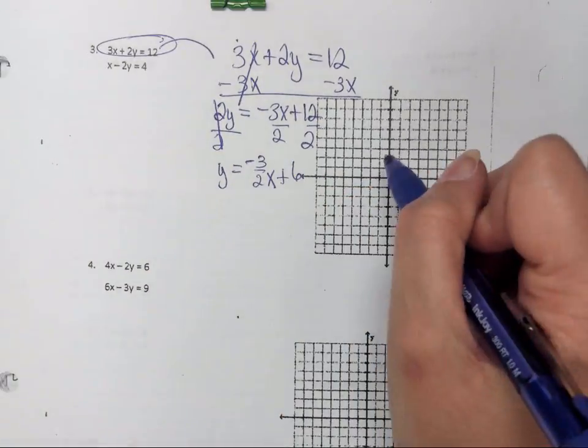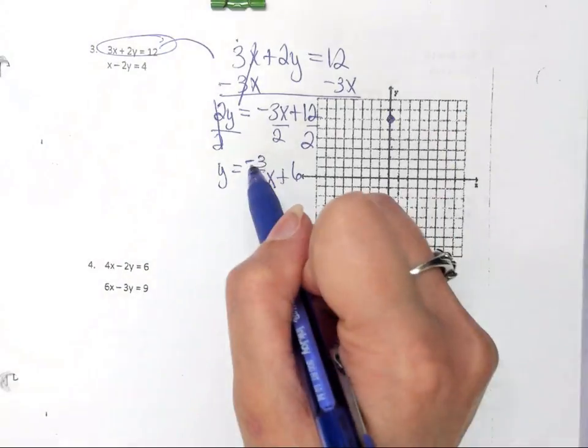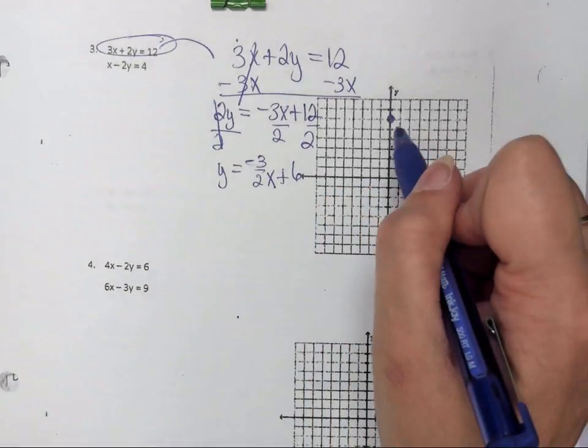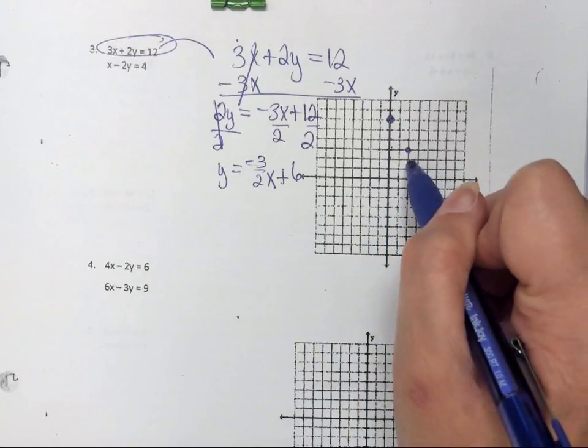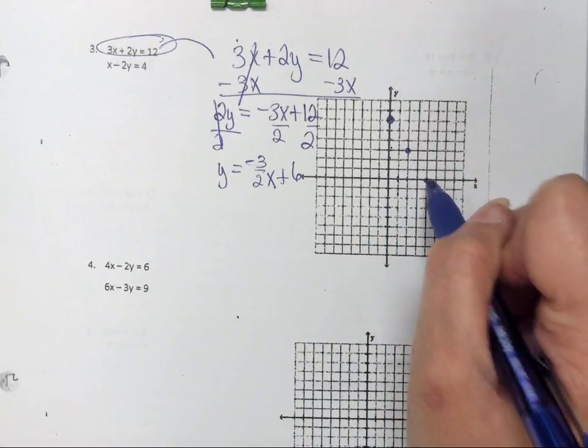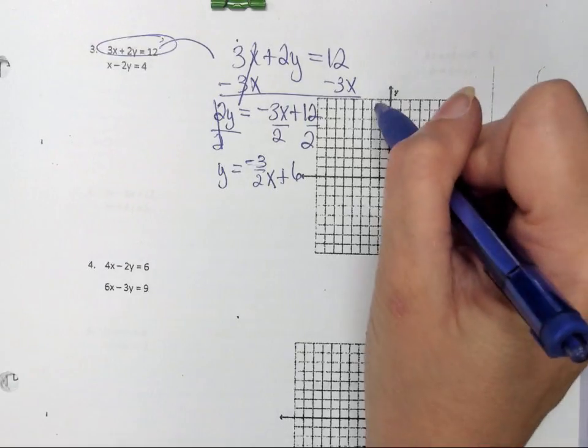6. So I'm going to go up 6. 1, 2, 3, 4, 5, 6. Alright, what's the negative 3 tell me to do? Down 3 and the positive 2? Right 2. Perfect. Make sure you go pretty big so you can see if they cross.